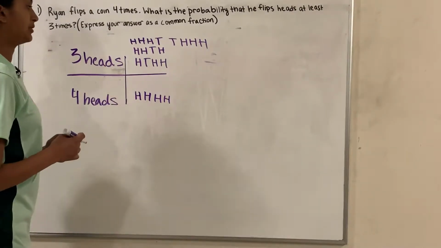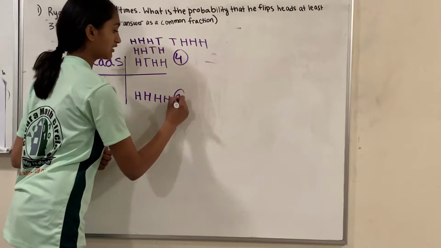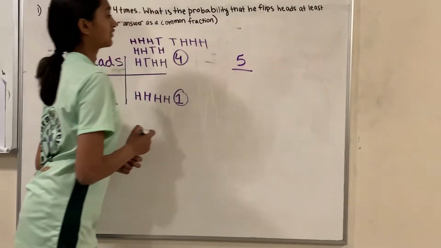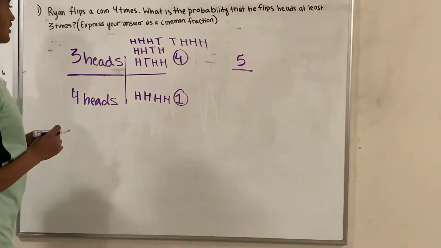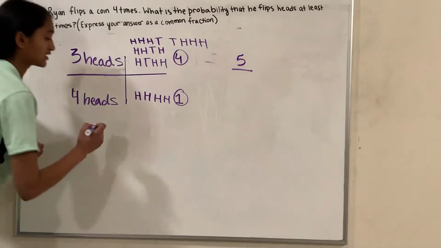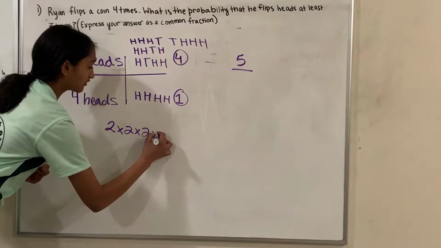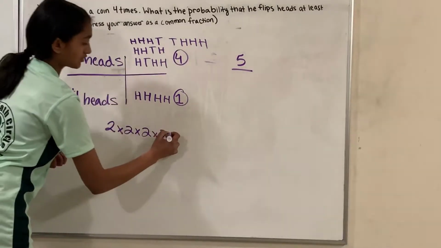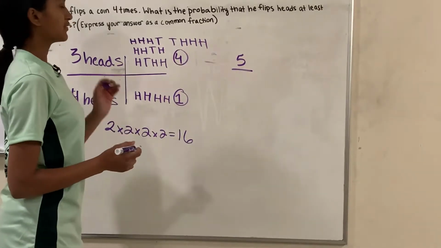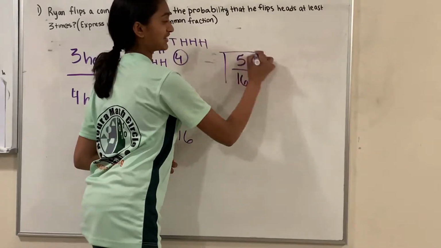Now to find the probability, there are 4 possible ways here and 1 here. So we're going to add them up together and get 5 and put that over the total number of possibilities, which is, for each time we flip a coin, there are 2 possible ways. So we're going to multiply 2 four times because you're going to flip the coin 4 times, and you're going to get 16. And 16 is the total number of ways. So we'll put it over 16 and this is the probability.